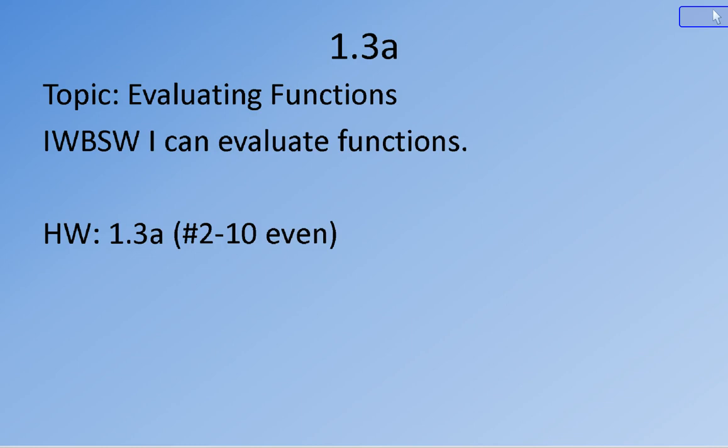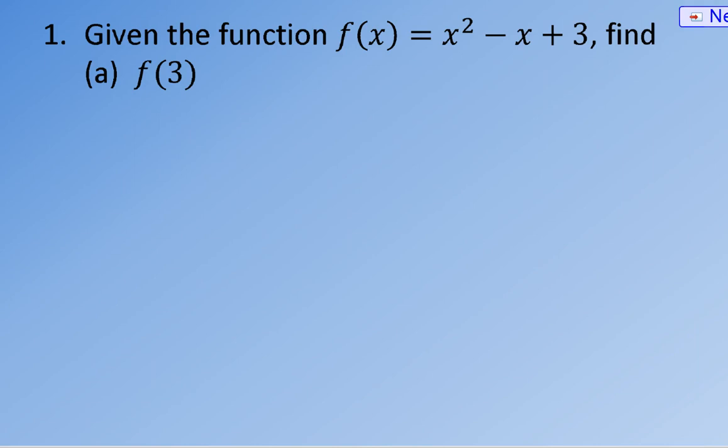Here we go. So in the first problem, I've given you the function f of x equals x squared minus x plus 3, and I've asked you to find the function of 3. So just a couple of reminders here. Remember that this really means what? Y. Okay, so y equals x squared, then this is a quadratic, it'll graph a parabola. All right, so here's how I want you to write your notation.